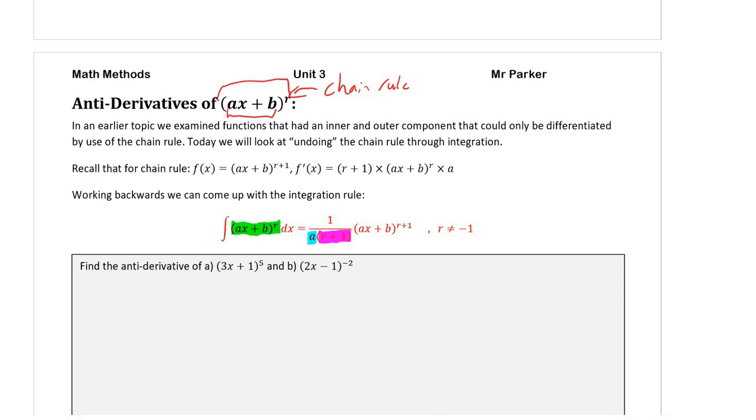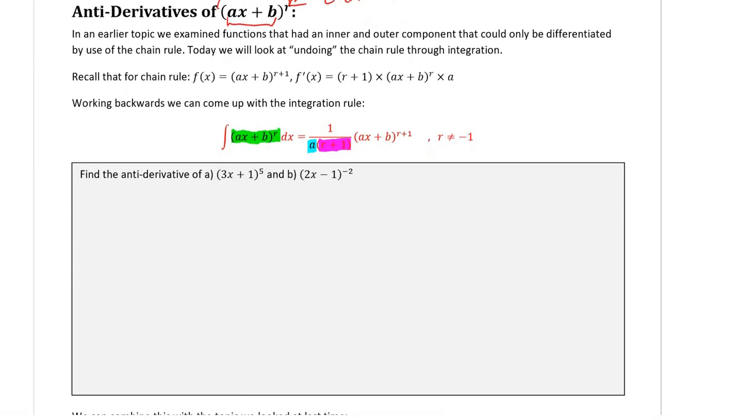So let's do some of these in practice. It's a bit of a complex one, these ones, so that's why I like to just get stuck straight into practice. I will note, though, guys, these don't work if your power is negative 1. So if your original function is ax plus b to the power of negative 1, or 1 over ax plus b, this won't work. There's a special case for that, and we'll get to that in a couple of minutes.